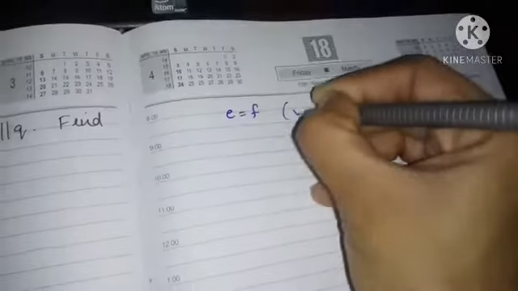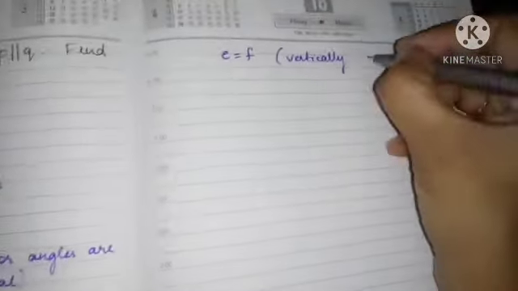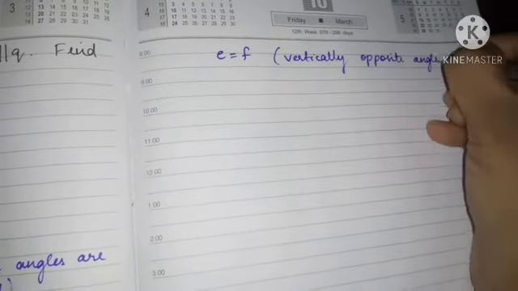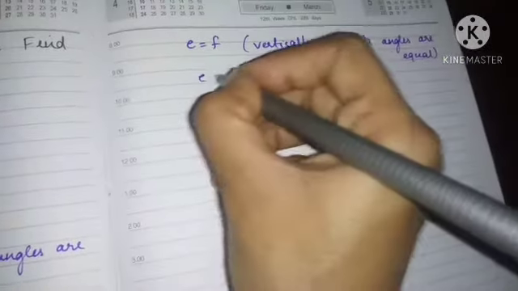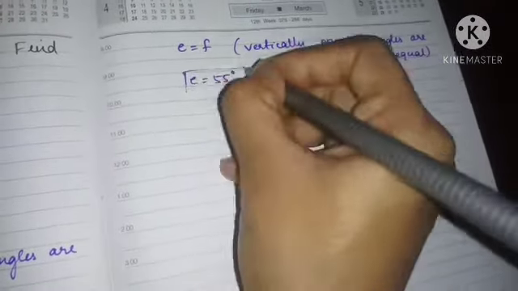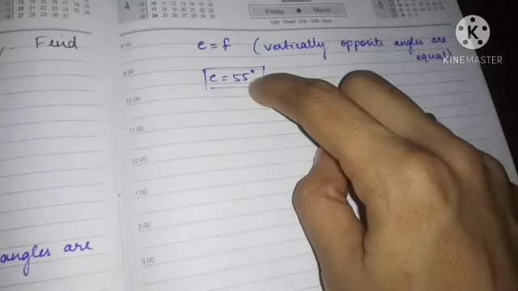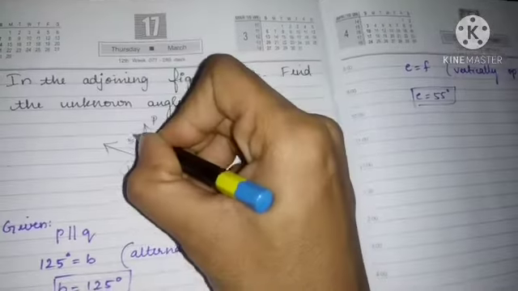So we can say that E is equal to F because vertically opposite angles are equal. Okay, so we can say that E is equal to 55 degree. I got the value of E now because F value is 55. I am substituting F value as 55. So I got the E value as 55.